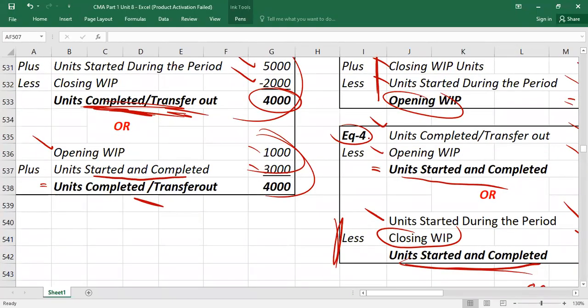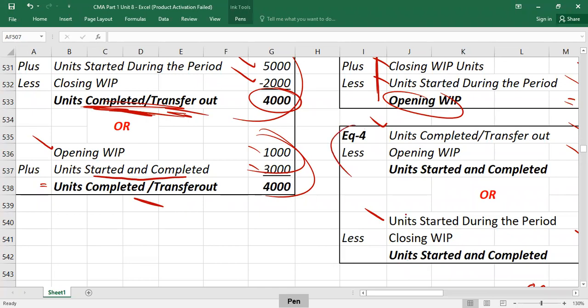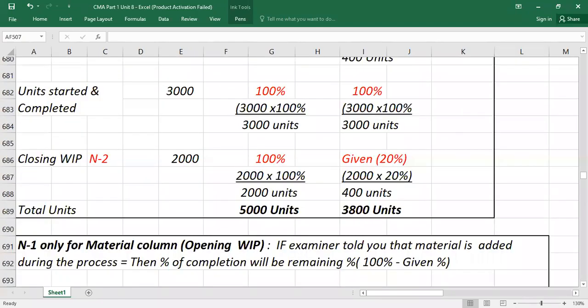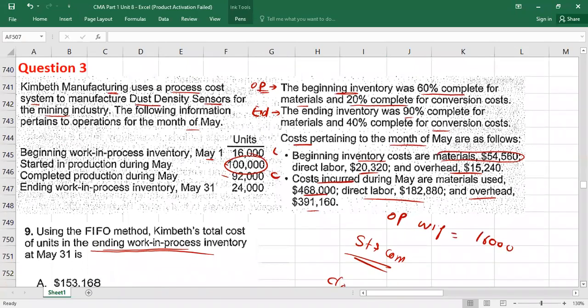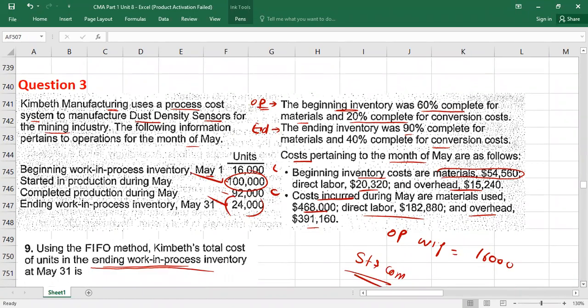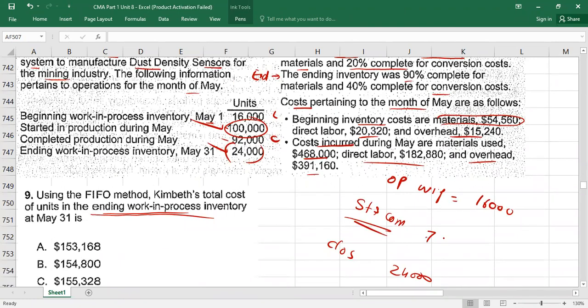You have to calculate started and completed. This is the started and completed equation on your screen. Either you can apply this or this. We take units started during the period, which is given in the question, and closing work in process, which is also given. Started during the period is 100,000, and closing work in process is 24,000. I'll deduct 100 minus 24, and this will give you started and completed of 76,000. Understood?